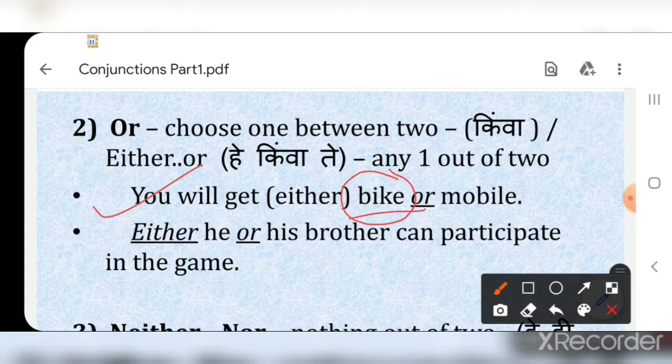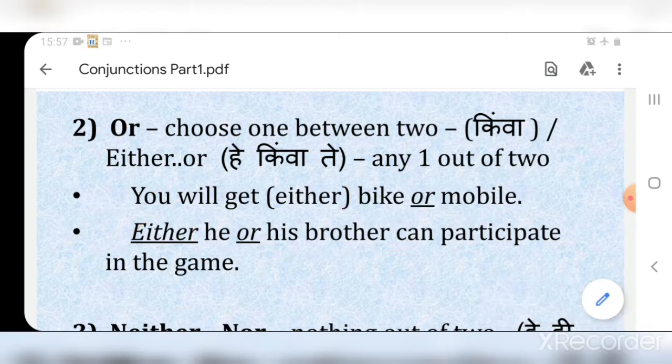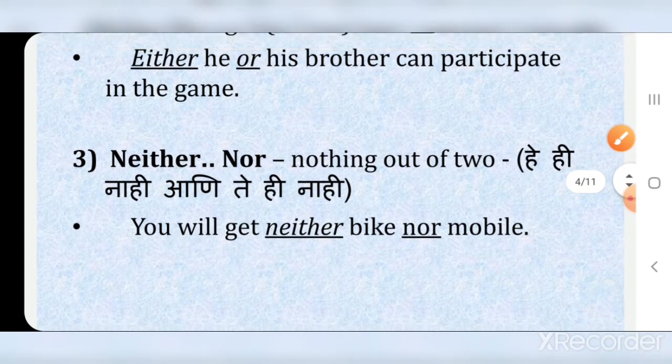bike or mobile. You won't get both the things, bike and mobile. You won't get. Okay, so choose between two. Choose any one between two. Now, next one is either he or his brother can participate in the game. Either he or his brother, not both of them can participate in the game. That is its meaning. Now, third one is neither nor.